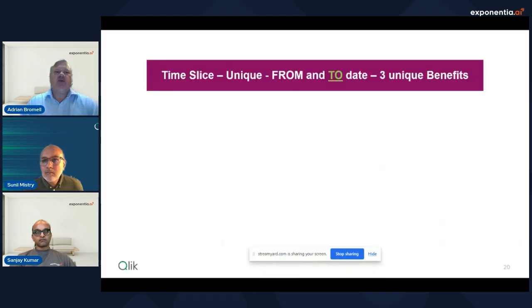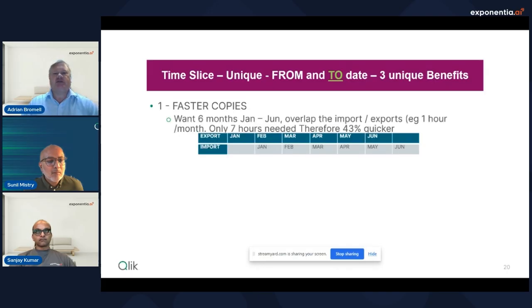When we offer you the ability to copy data based on a time slice, we're unique in the fact that we give you a from and a to date, which drives additional benefits for you. Some customers turn around, I need 6 months of data to play with. You might ask them why, and they'll go, because I do. Okay. Sometimes you want to be a little more specific and granular.